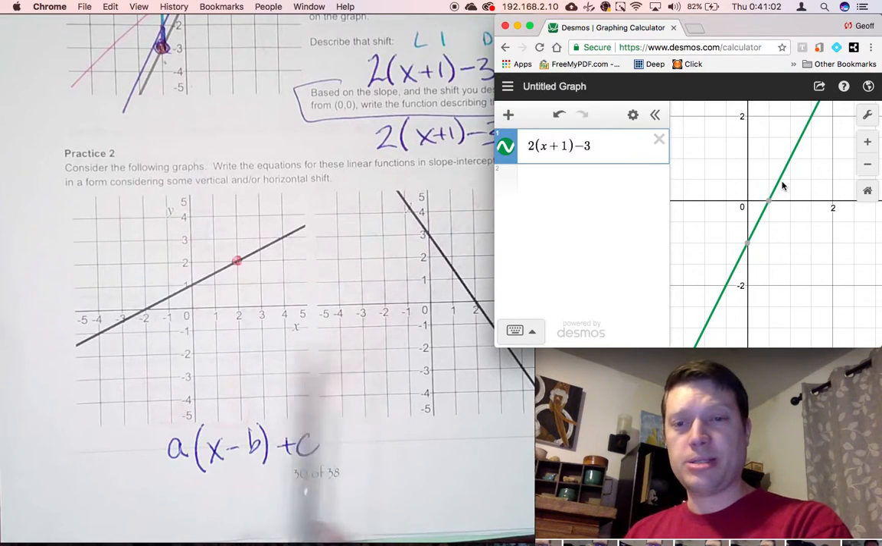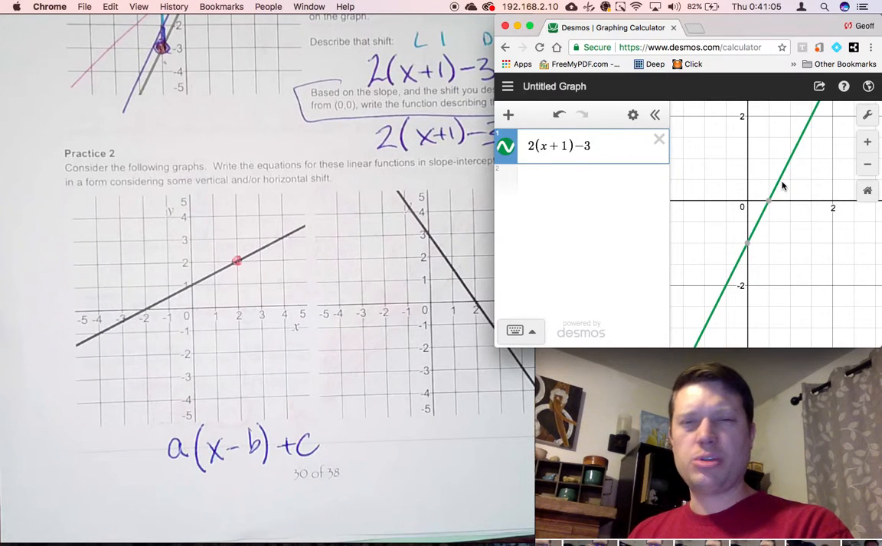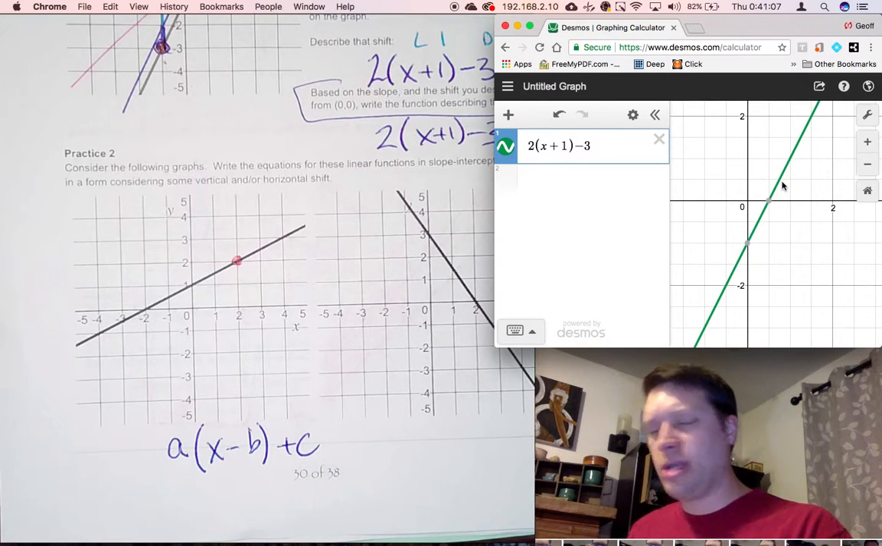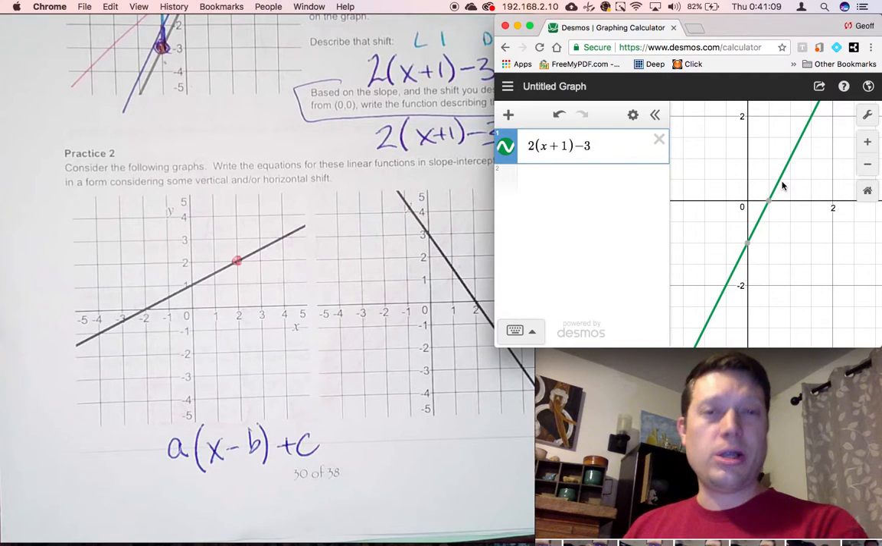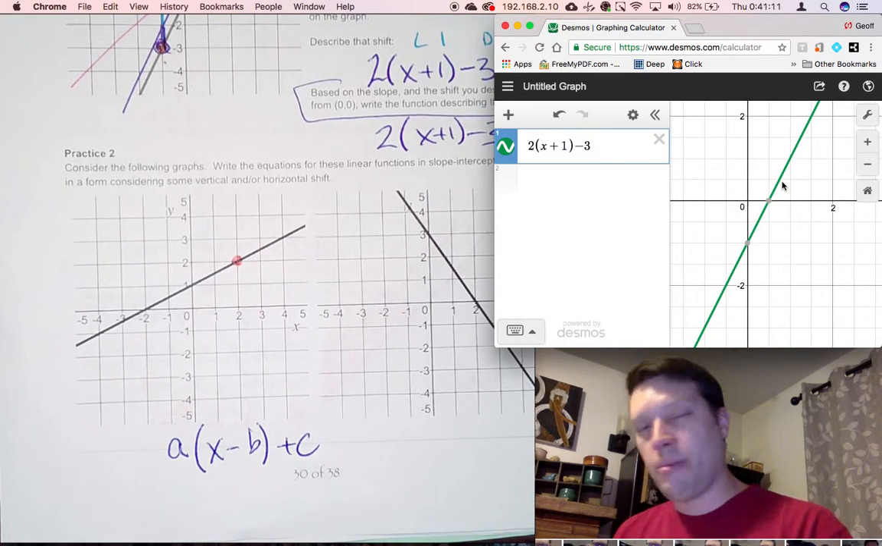Please do both of these practices. I'll do one of them. I won't talk about it. You can pause and do it while it's paused and then skip ahead a minute or so and see what my graph is compared to yours.